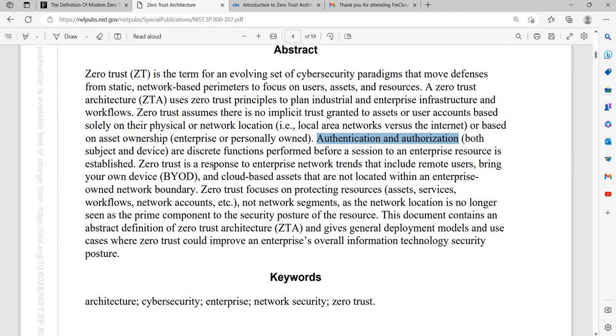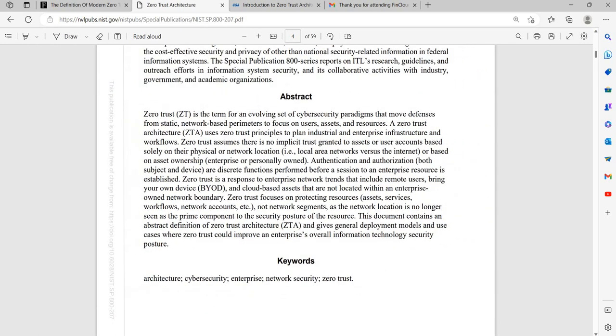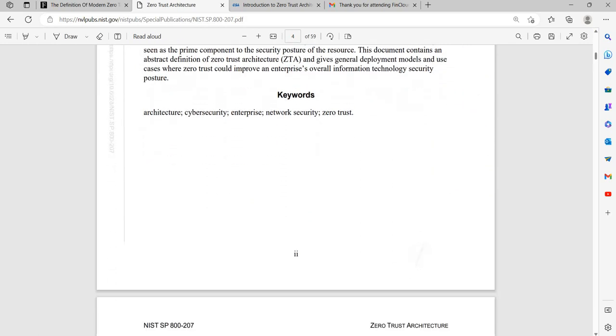Zero trust is a response to enterprise network trends that include remote users and bring your own device, and zero trust focuses on protecting resources, assets, services, and workflows, not network segments, as the network location is no longer seen as the prime component in the security posture of the resource. This document contains an abstract definition of zero trust, gives general deployment models, and uses cases where zero trust could improve an enterprise's overall information technology security.